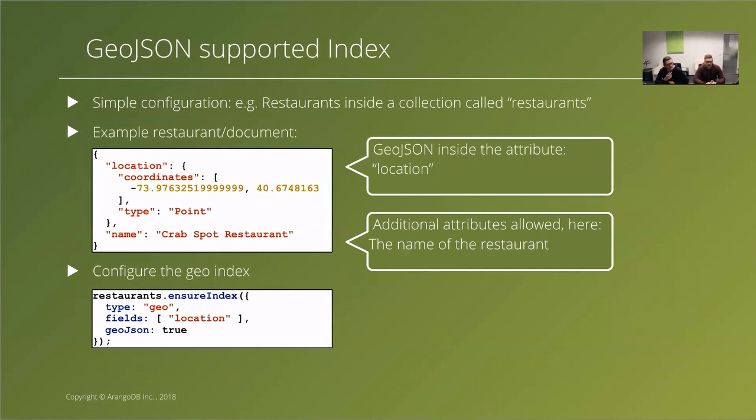And to configure the GeoIndex for that example, it's very easy. You just use the Arango shell and select the restaurant collection where we have all our restaurant elements. Then you say ensure index, you say type geo, you say in which fields the GeoJSON is located, and as you can see, it is the location attribute. Then you say GeoJSON true, fire up that request, and you have a running index on that specific location.